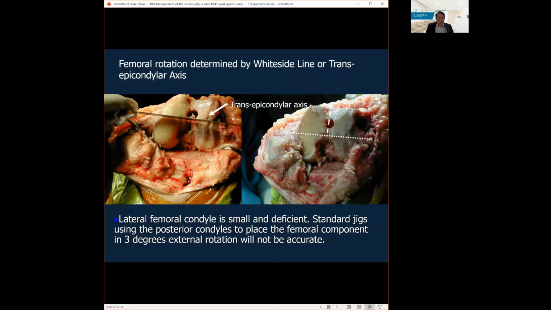You can see in this intraoperative picture, the Whiteside line being set, and perpendicular to it, the transepicondylar axis. So if we look at the transepicondylar axis in relation to the posterior condyles, you can see how hypoplastic and worn down the posterior condyles are. Hence, they no longer act as a reliable guide to setting rotation.